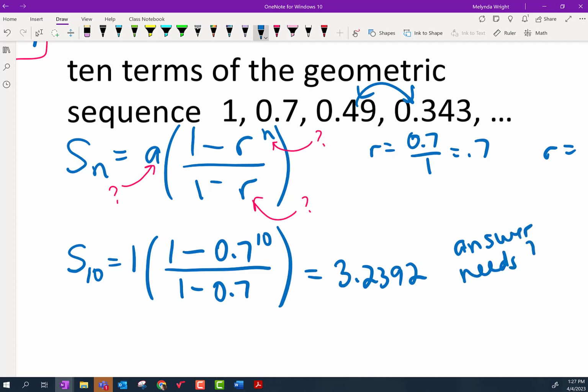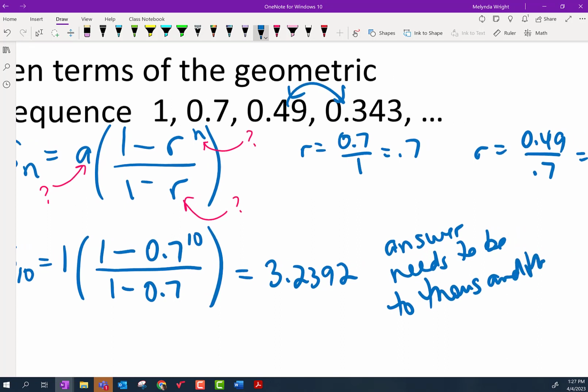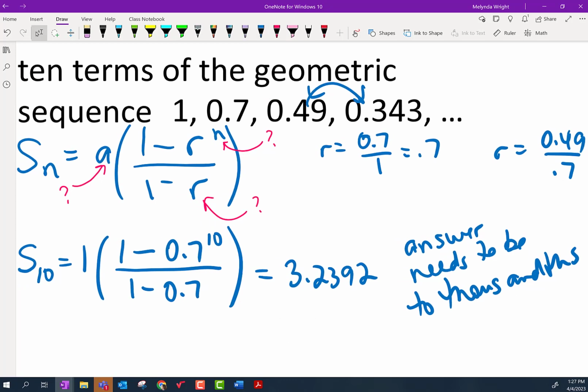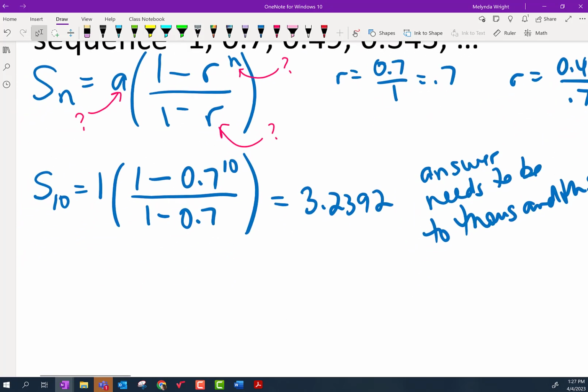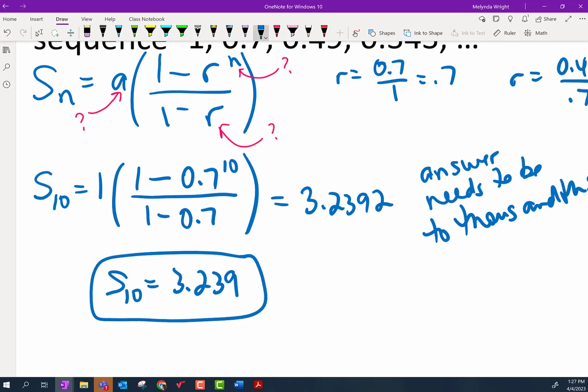Okay, your answer, and we've been talking about this all year, your answer needs to be to the thousandths. Why is that important? That's important because in calculus the default is to the thousandths. You just need to become accustomed to writing your answer to the thousandths, because you will lose points if you don't. We started that this year and last year. So S sub 10 is going to be 3.239. Okay? Questions on using the partial sum formula.